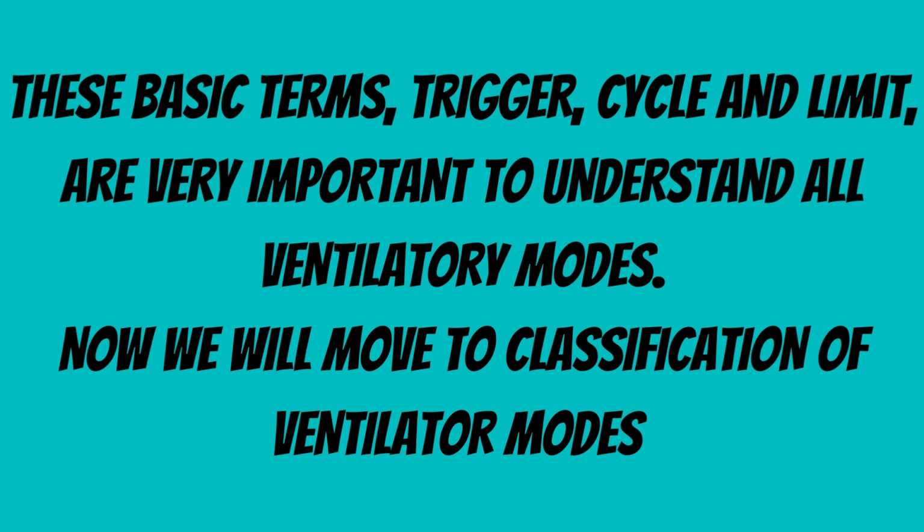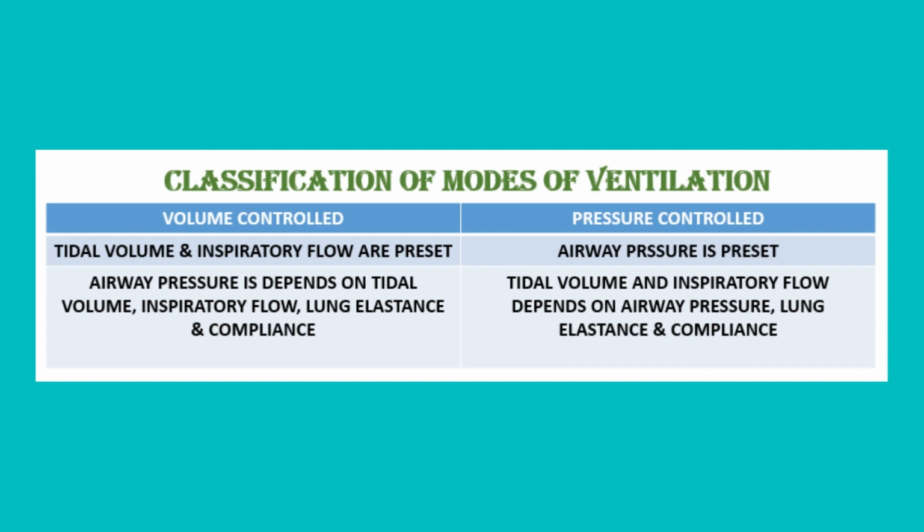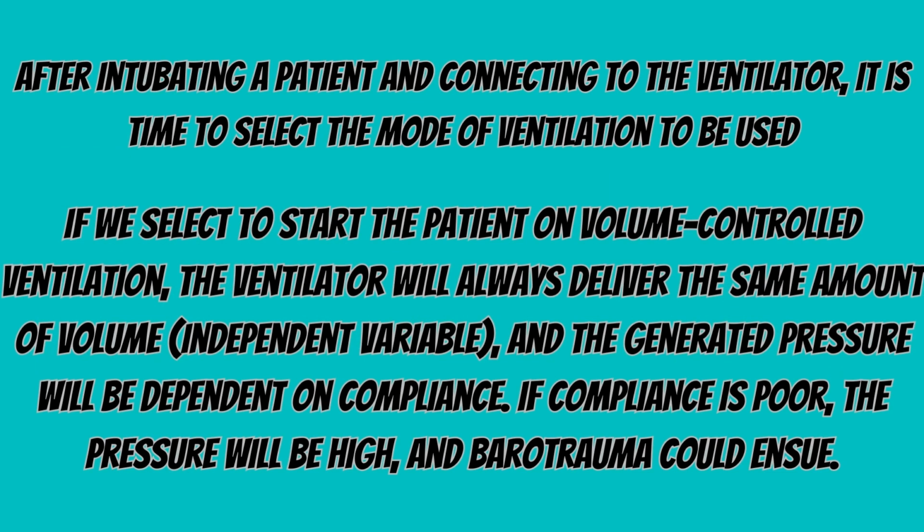Now we will move to classification of ventilator modes. There are mainly two types of mode of ventilation: 1. Volume controlled and 2. Pressure controlled. We will see how exactly these modes work. After intubating a patient and connecting to the ventilator, it is time to select the mode of ventilation to be used. If we select to start the patient on volume controlled ventilation, the ventilator will always deliver the same amount of volume and the generated pressure will be dependent on compliance of the lung. If compliance is poor, the pressure will be high and barotrauma could ensue.